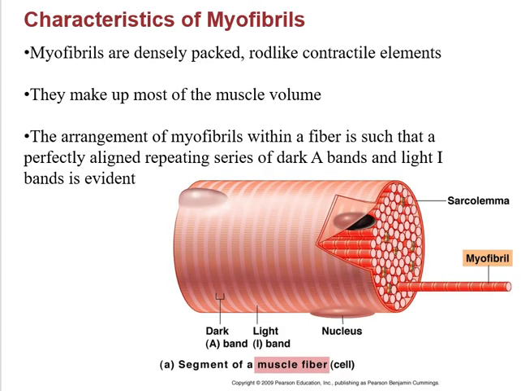When we're talking about myofibrils, again, we're talking about those densely packed rod-like contractile proteins that make up about 80% of the muscle volume for a skeletal muscle cell. And they're arranged in that regular pattern, meaning that the overlap or organization of actin and myosin myofilaments creates these striations.